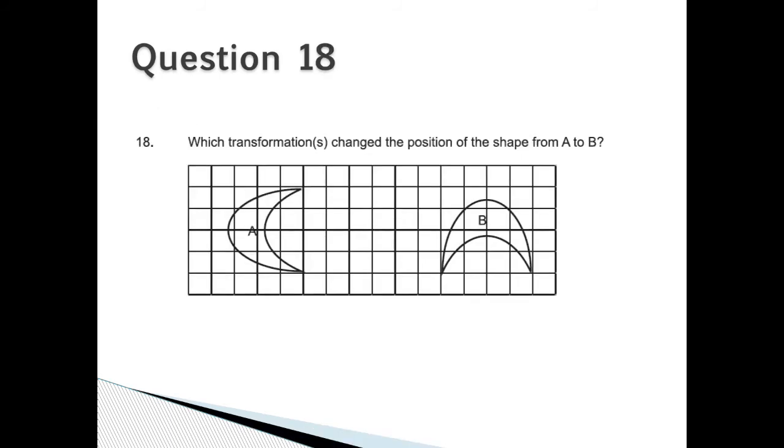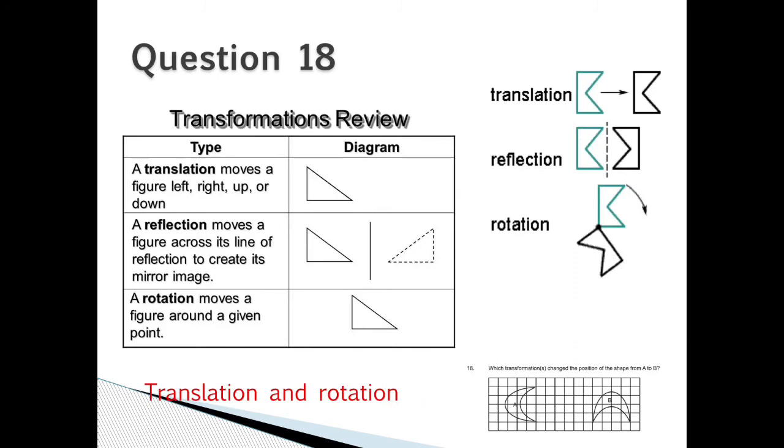Question 18. Which transformations change the position of the shape from A to B? A translation moves a figure left, right, up, or down. A reflection moves a figure across its line of reflection to create its mirror image. A rotation moves a figure around a given point. If we look at the image, we can see that it has translated and rotated.